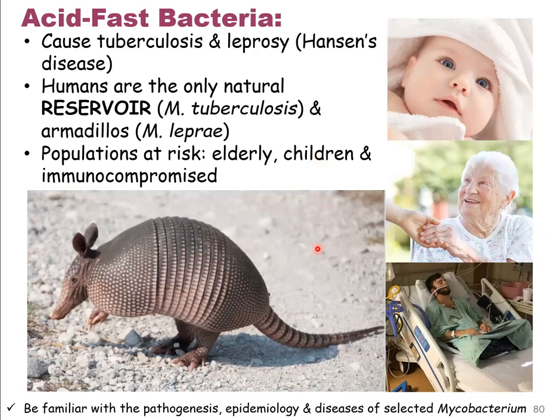Humans are the only natural reservoir, however, for Mycobacterium tuberculosis, the causative agent of tuberculosis. Because these organisms are so slow growing, usually most people's immune systems will handle any sort of exposure. Once again, your populations at risk are going to be the elderly, children. Throw in also immunocompromised. Add to that poverty, poor nutrition, poor sanitation, which are going to come into play here.